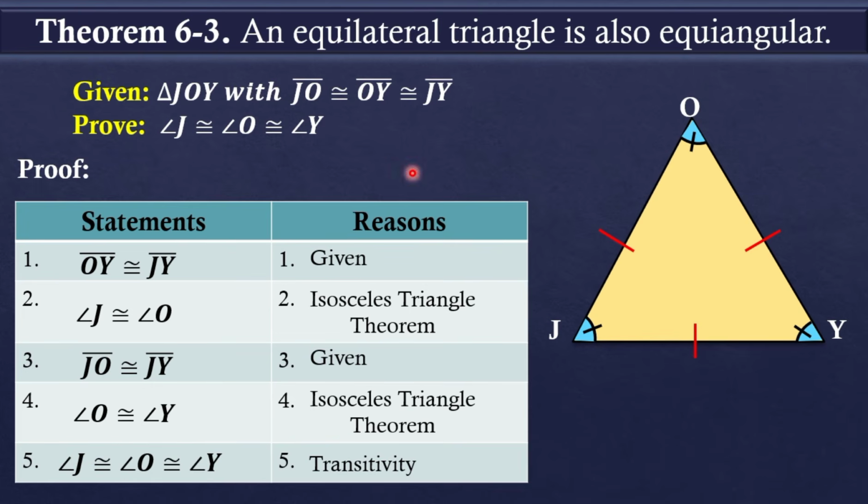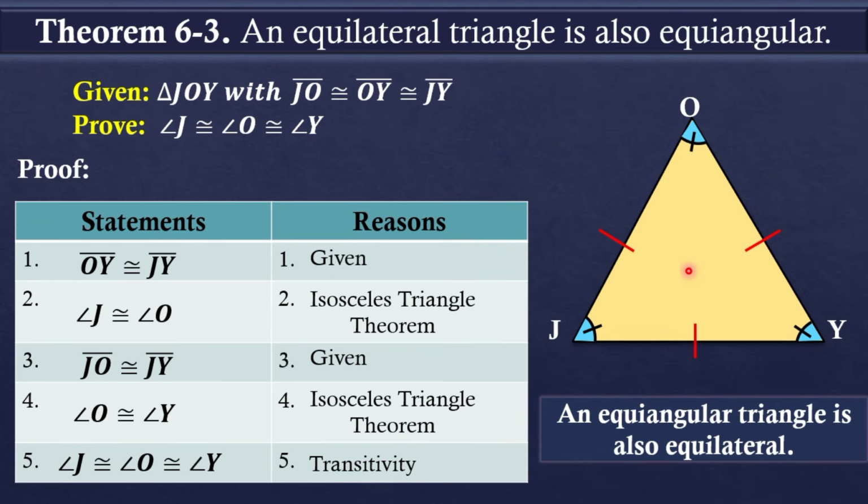So we have proved that an equilateral triangle is also equiangular. So we have proved that this triangle is also equiangular. So ganun din po. An equiangular triangle is also equilateral.